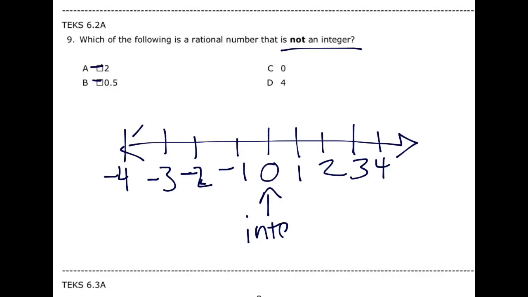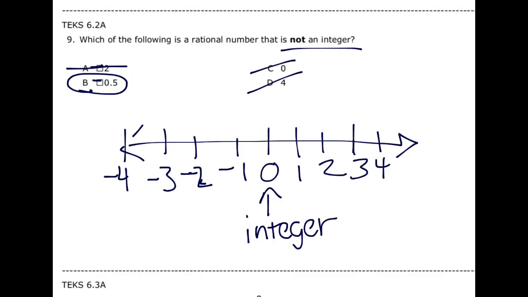So we want to make sure that we understand that integers are negative 4, negative 3, negative 2, negative 1, 0, 1, 2, 3, and 4. So we're looking for the one that's not an integer. So 0 is an integer. 4 is an integer. Negative 2 is an integer. The only one that's not an integer is negative 5/10, which is answer choice B.